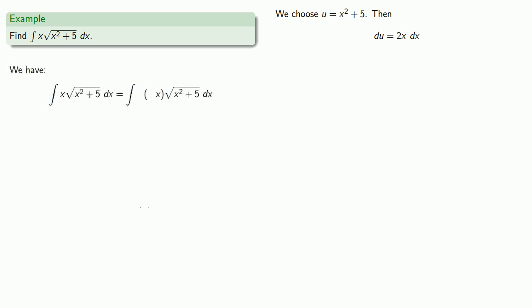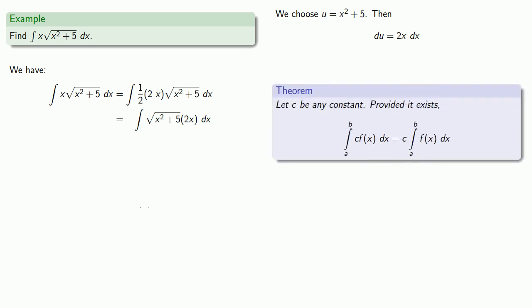So now, outside of this square root of x squared plus 5, which is going to become part of our u substitution, we have this x. And so, first of all, let's make that a 2x by multiplying by 2, but then we also have to multiply by 1/2 to keep working with the same function. Now I'll move the 2x over next to the dx. And remember, the integral of a constant times a function is the constant times the integral. So we can move this 1/2 out front of the integral sign.